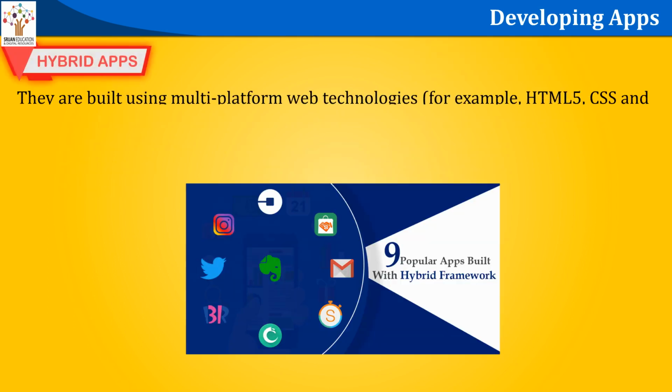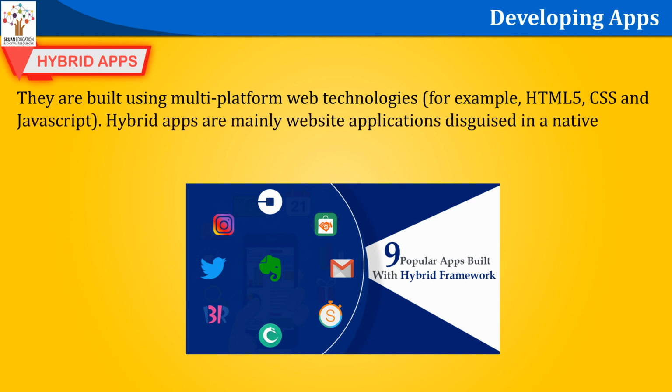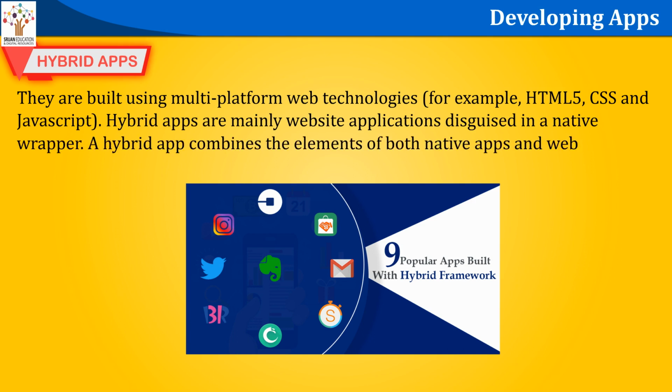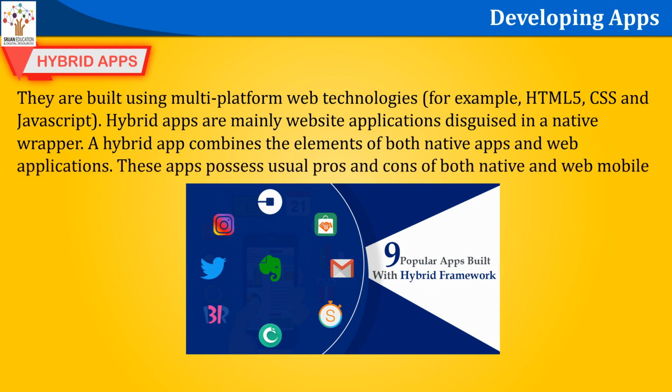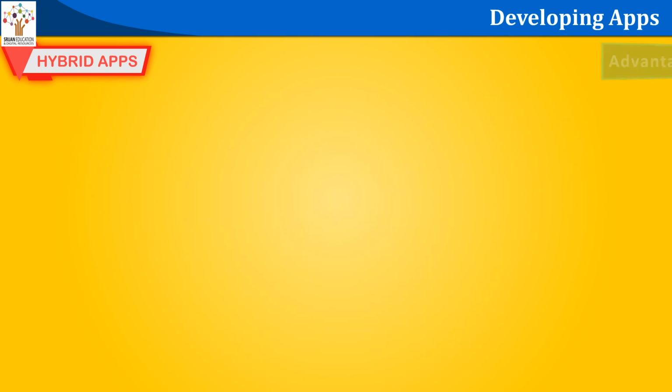Hybrid apps. They are built using multi-platform web technologies, for example, HTML5, CSS, and JavaScript. Hybrid apps are mainly website applications disguised in a native wrapper. A hybrid app combines the elements of both native apps and web applications. These apps possess usual pros and cons of both native and web mobile applications.